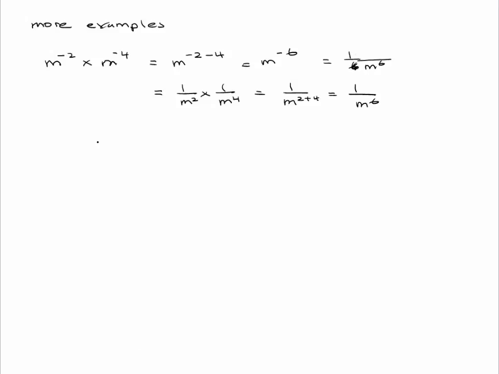Now we'll combine this with some coefficients. So 5a squared times 3a to the negative 4. Well, 5 times 3 is 15, and then we have a squared times a to the negative 4, and so we have 15a squared times 1 over a to the 4, which is 15a squared over a to the power of 4, and when we divide we subtract the indices, and so that will be 15 over a squared.